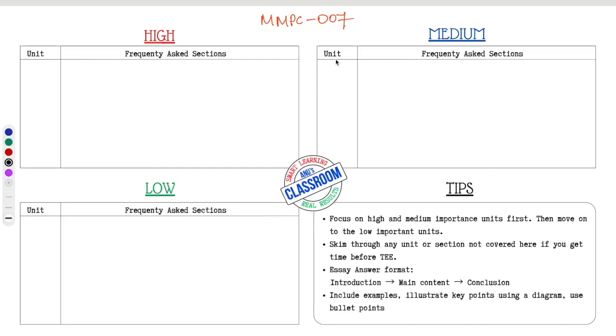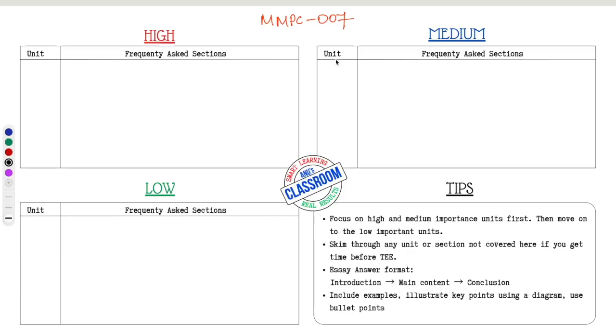MMPC 7 Business Communication. This is a course that focuses on oral, written, interpersonal, and formal communication, including meetings, reports, and ethics. This course is part of semester 1 and it is relevant for students pursuing all MBA specializations.